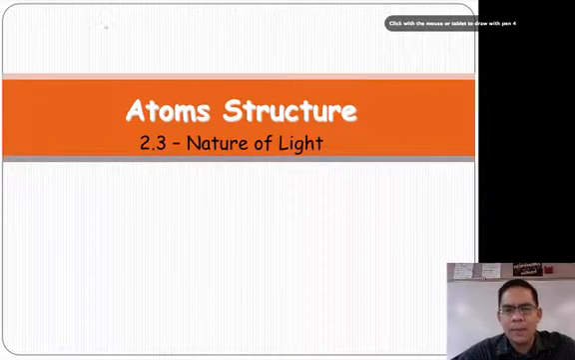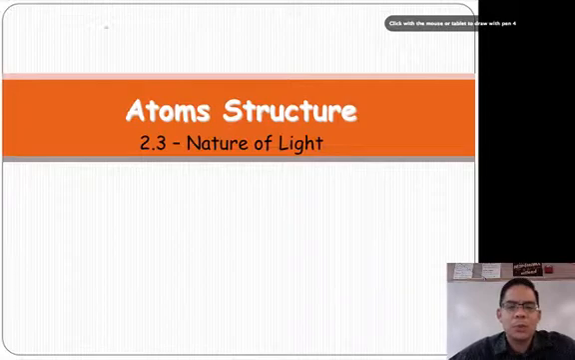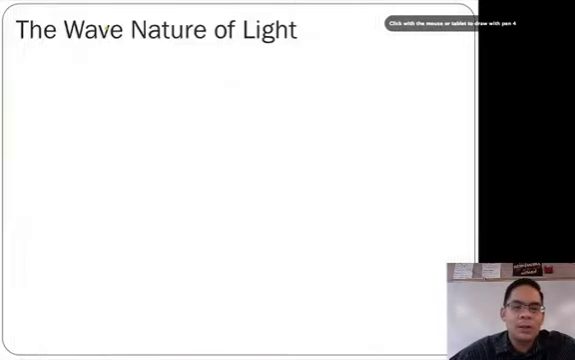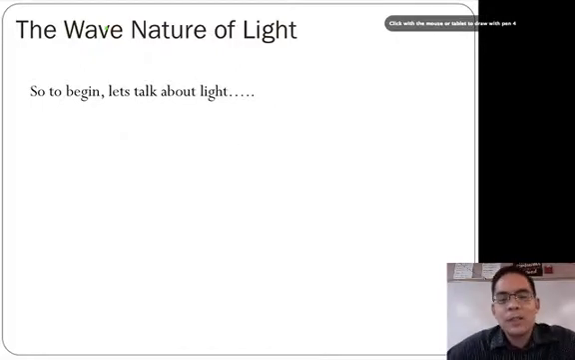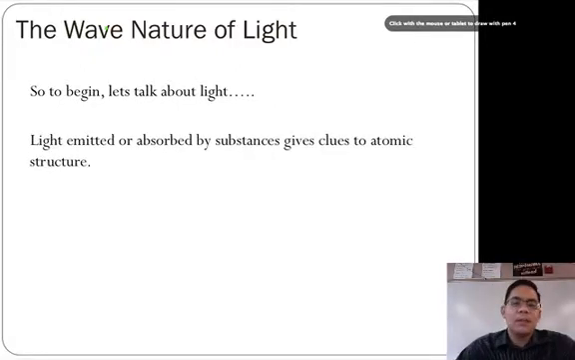So today we're going to talk about the atomic structure again in terms of understanding how the electrons work, but how the nature of light helps us understand that. So the first thing we want to make sure is we understand what the nature of light is. And of course, we start with the wave nature of light. And so to begin, let's talk about light in terms of being emitted or absorbed.